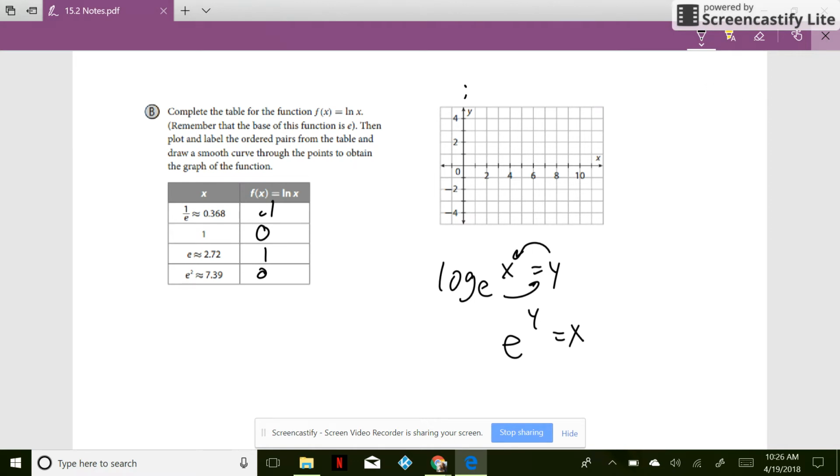Again, we're still going to have an asymptote at x equals 0. We're going to have a point at about 0.4, -1. It's about there. A point at 1, 0. A point at about 3, 1. And then a point at about 7, 2. There it is. So this graph is going to look something more like that.